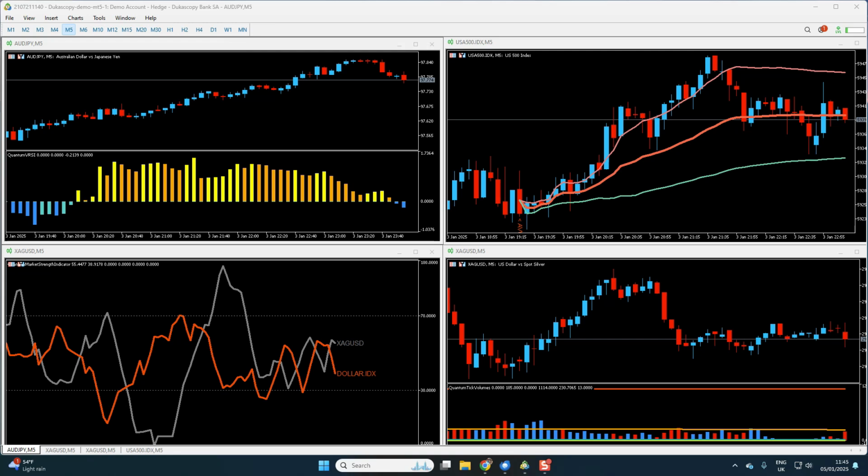What we have here, we have 4 charts. Top left, we have the Aussie yen on 5 minute. Top right, we have the S&P 500. Bottom left, we have gold on 5 minutes, and the same on the bottom right chart. And if we start at the top left, this is the first indicator. This is the volume relative strength indicator.